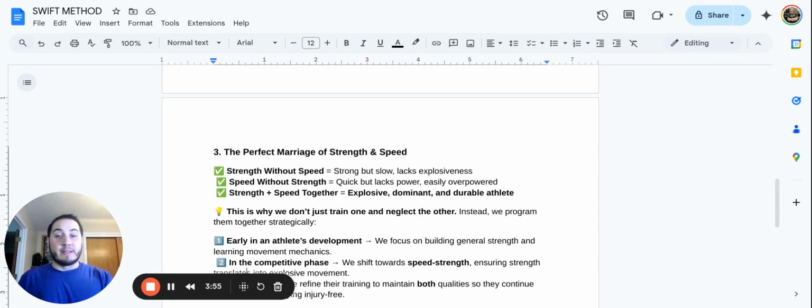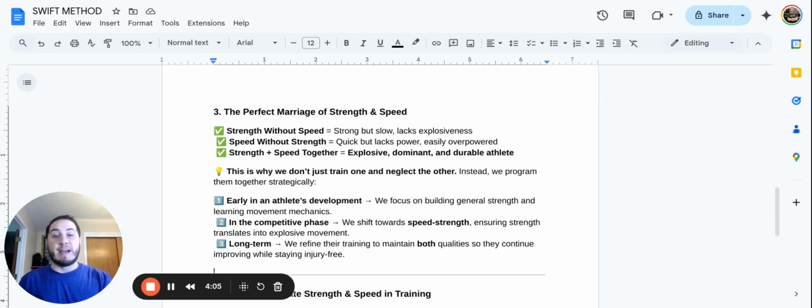Strength and speed together, that's explosive, that's dominant, that's a durable, high functioning, high powered athlete. That's what we're looking for. We're not just looking for strong. We're not just looking for fast. We're looking for a beautiful relationship over time between the both of them. This is why we don't just train one and neglect the other. Instead, we have to always program them together.